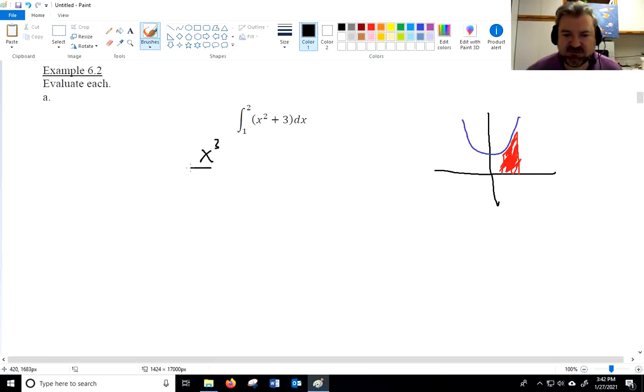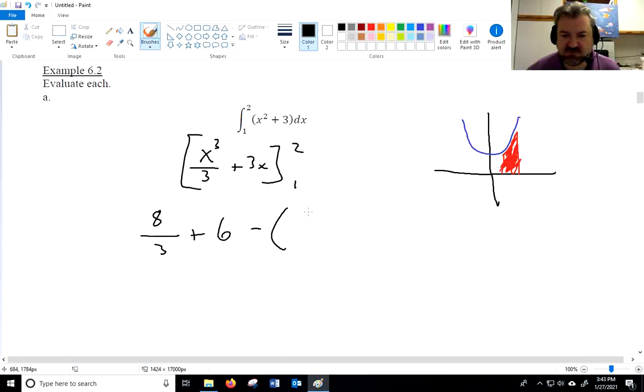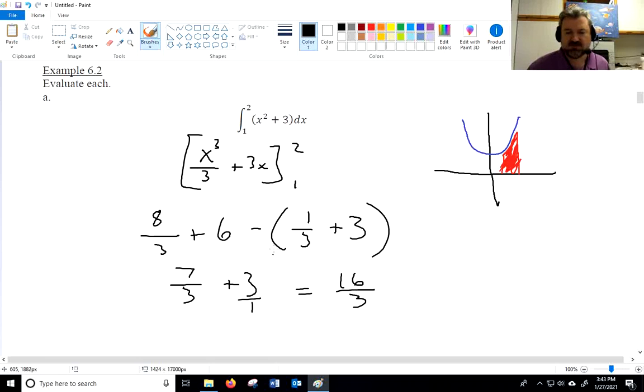So this becomes x cubed over 3 plus 3x, which we'll evaluate from 1 to 2. I'll plug in the 2 first. I get 8. Always start with the top, then the bottom. 8 over 3 plus 3 times 2 is 6 minus 1 over 3 plus 3 times 1 is 3. 8 thirds minus 1 thirds is 7 thirds, and 6 minus 3 is 3. And I'll just go ahead and add this together. 9 plus 7 is, let's see here, that's going to be, if I multiply by 3 over 3, 16 over 3. Okay, and that's it. So about 5 1/3 is the area there.